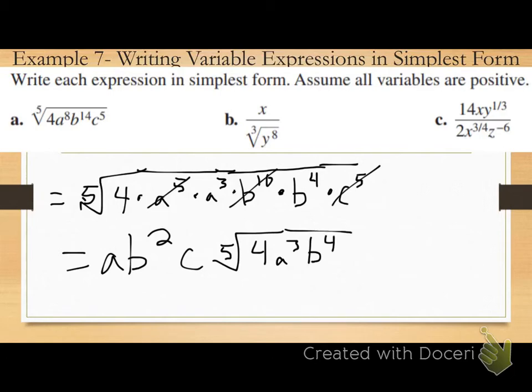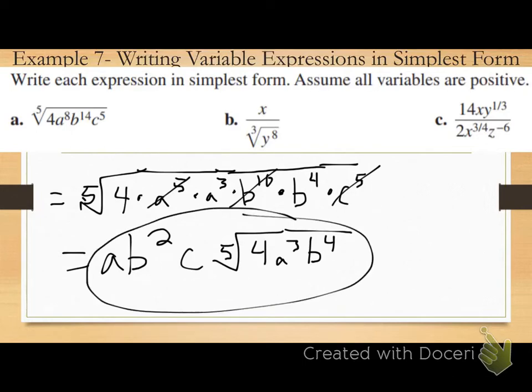Can I simplify anything any further? I cannot. There's my answer: a b squared c times the fifth root of 4 a cubed b to the fourth. We good with letter A? Can I erase A and move to B? Yes. All right.